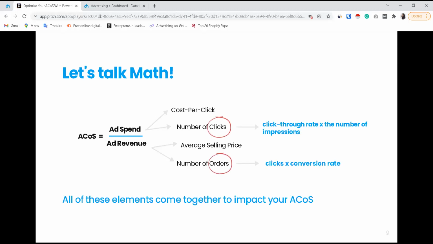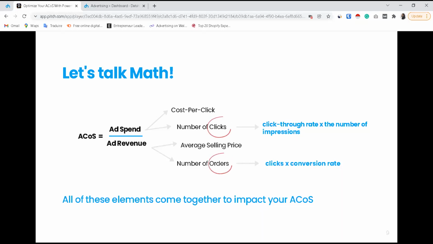The clicks are a result of the number of impressions, which is basically how often your ad appears in front of a shopper, and your click-through rate, or the CTR, right? Click-through rate times the number of impressions. Orders are dependent on the clicks and conversion rate. I'm sure you can see where I'm going. These metrics are some of the main numbers that impact your ACoS.